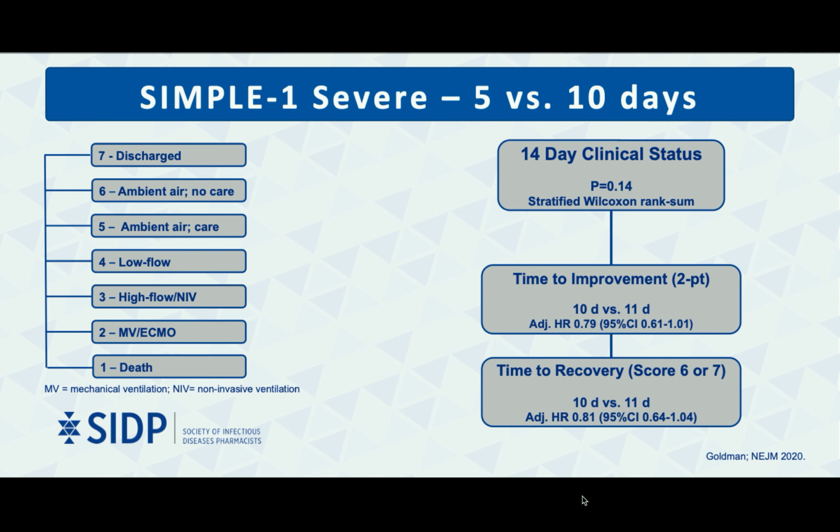For secondary outcomes, there was no significant difference detected between the two groups in either time to improvement, defined as a 2-point reduction in ordinal scale score, or time to recovery, defined as being a score of 6 or 7 on the scale.